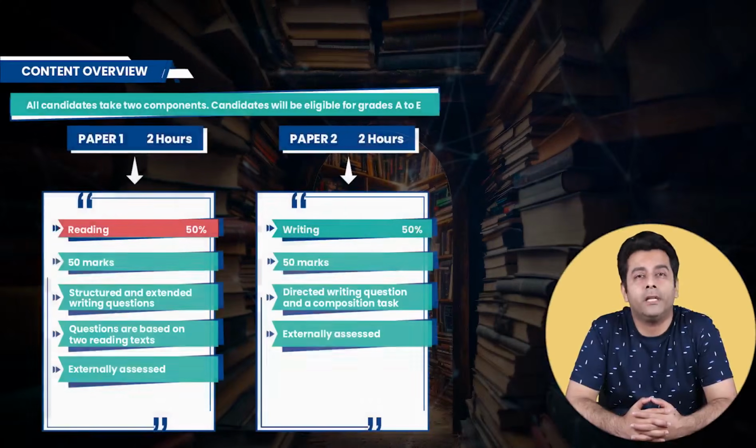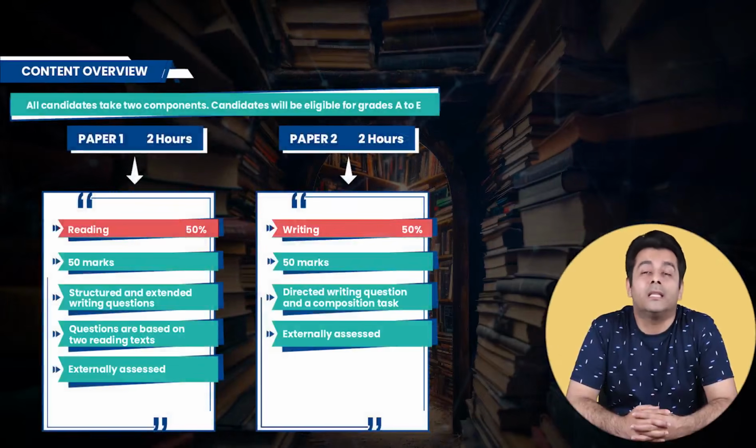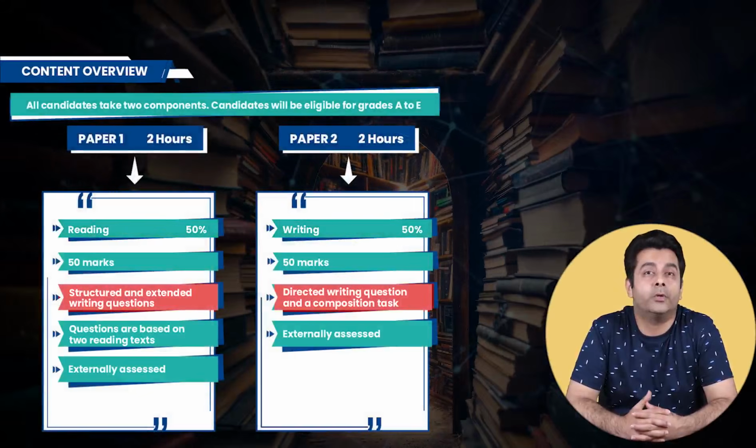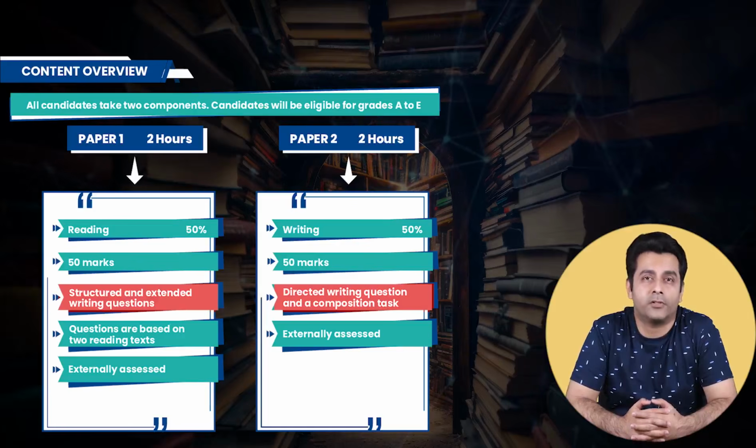Previously, paper 1 was a writing paper and paper 2 was a reading paper. But now, paper 1 is going to be the reading paper and paper 2 is going to be the writing paper. The second most prominent change is the structure. Both of the papers have a drastic change in their structure.